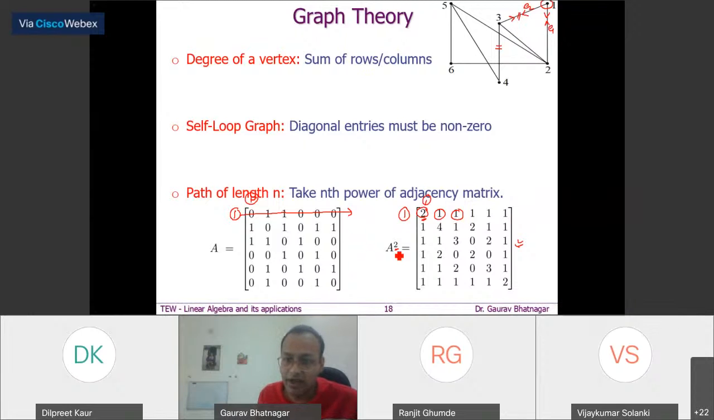So now this square of the adjacency matrix will give you the paths of length 2 between any two vertices. If you are looking for length n, then you are looking for A to the power n. So this is how the adjacency matrix is very useful in order to identify these properties.